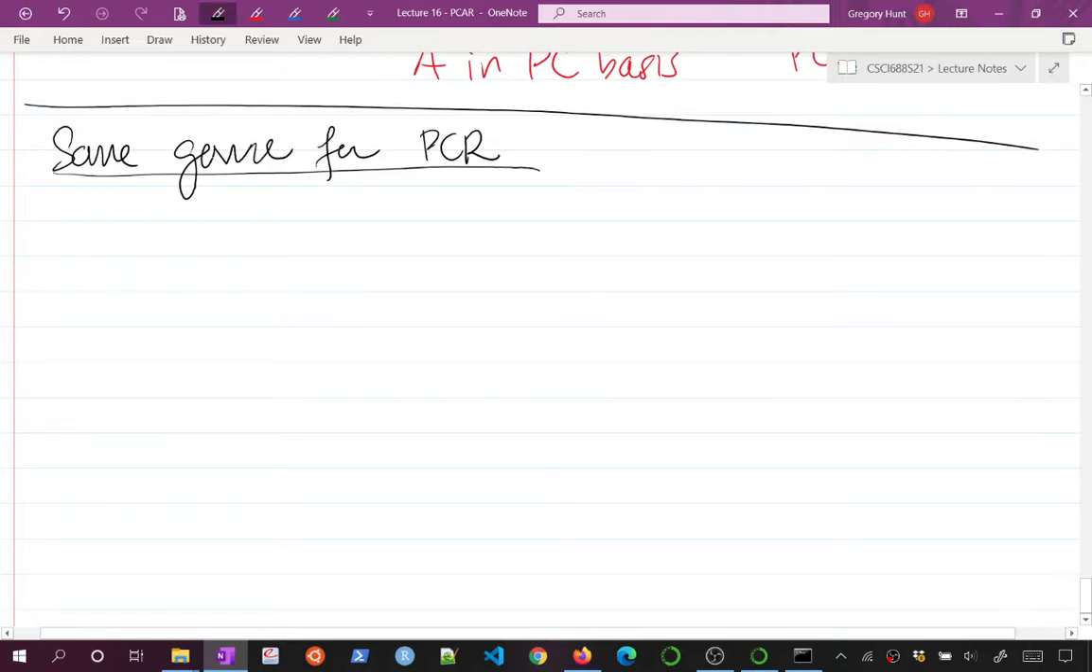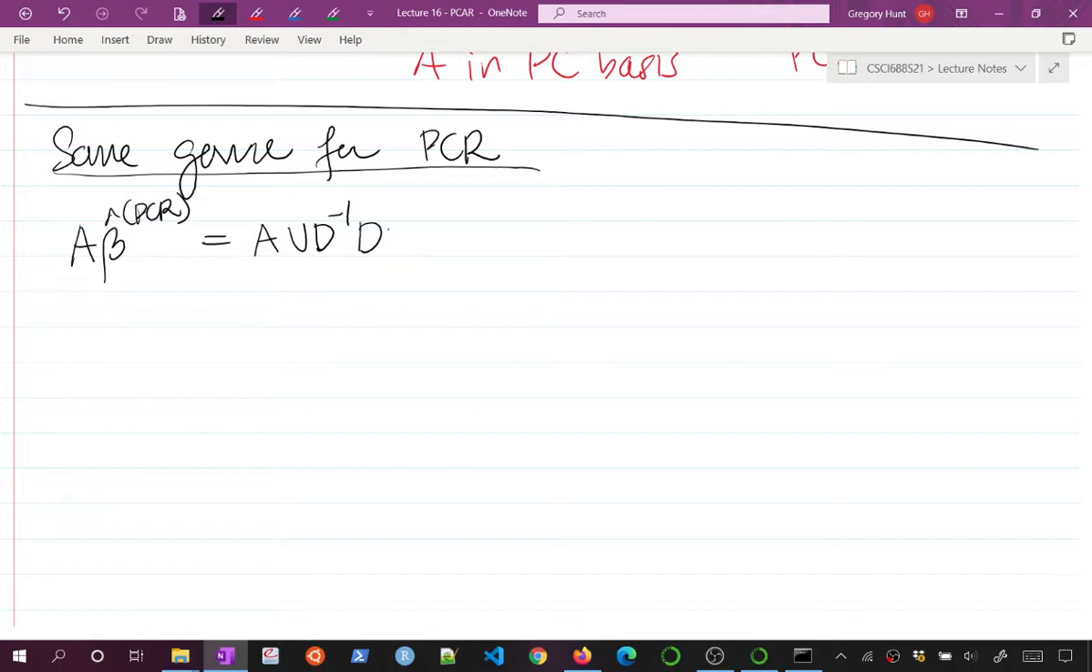And I'll do this pretty quickly, but here I can look at A times beta hat for my PCR. And we can play similar games where we can say A, B, D inverse, D times B transpose times beta hat PCR, right? So something like that. Same game we played for ridge.